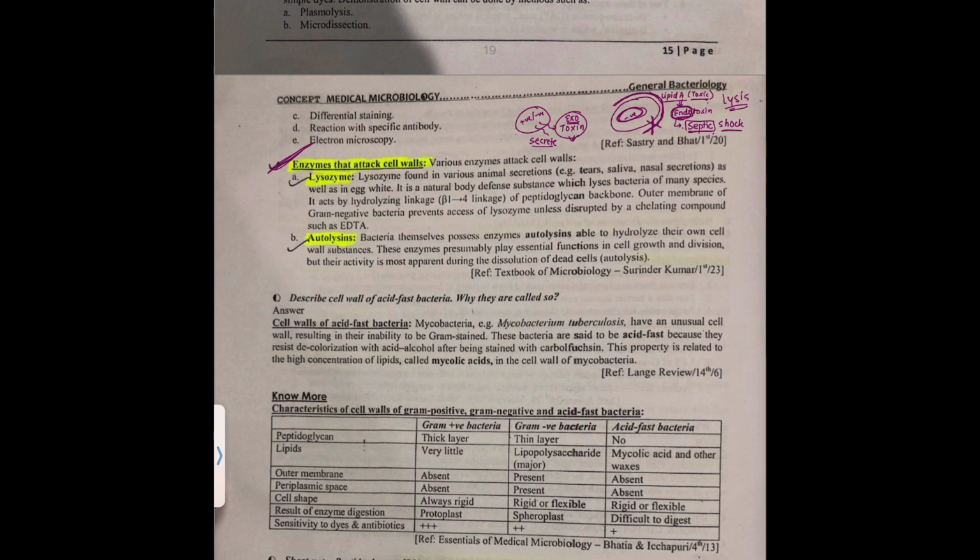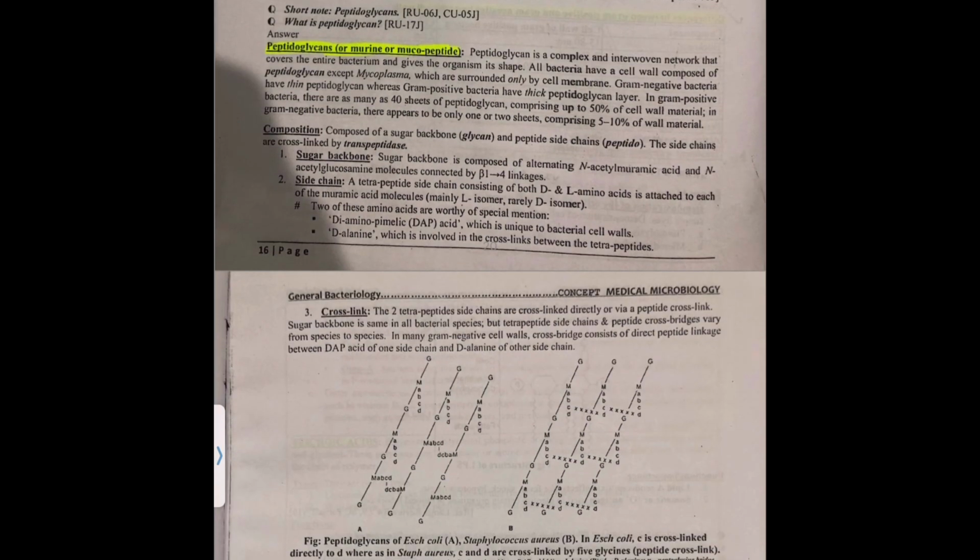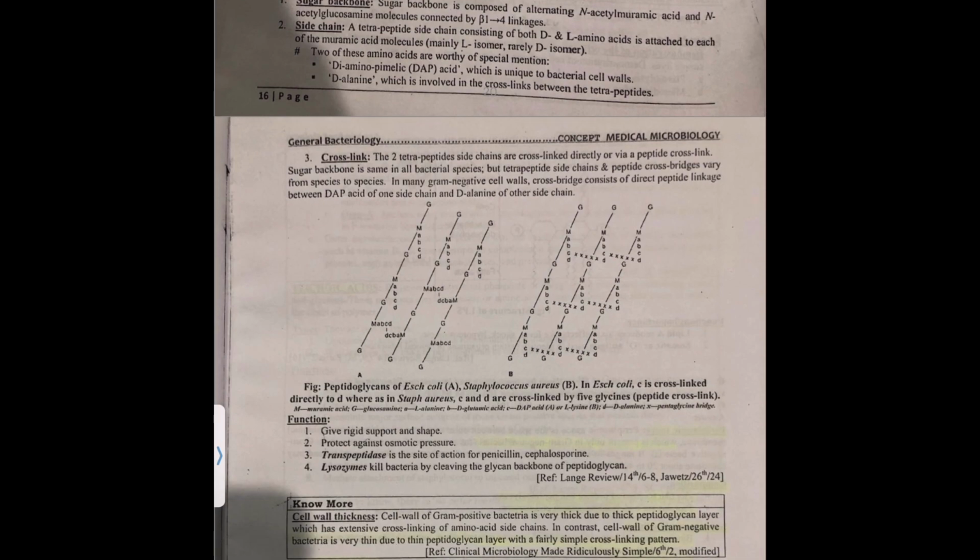So what are the enzymes that attack the cell wall? You know, lysozyme found in saliva attacks the beta 1,4 linkage. And autolysins are basically substances which are responsible for cell growth and division. And antibiotics like penicillin and cephalosporin activate the autolysins at all times and cause the lysis of the cell wall and bacteria. The cell wall of acid fast bacteria, you know, is rich in mycolic acids. Then peptidoglycans, I've already discussed this structure, so I think you'll be able to understand.